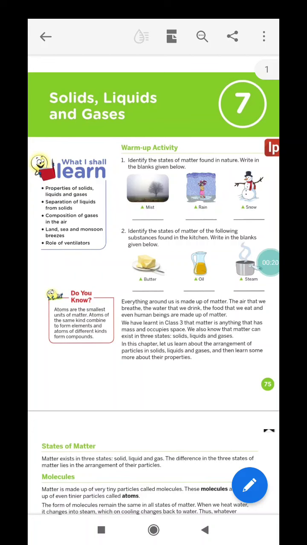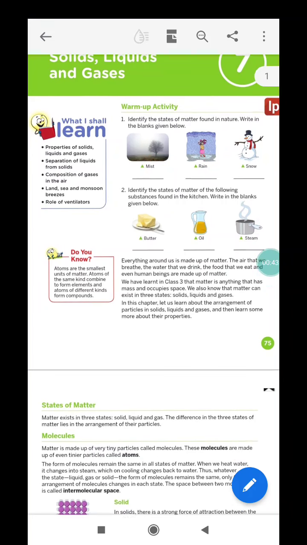Write in the blanks. So mist, that means fog, it is in gaseous form. Rain, that is water, it is in liquid form. And snow, that is solid, it is in solid form. So first one is gas, liquid and solid. Okay, this would be the answer.